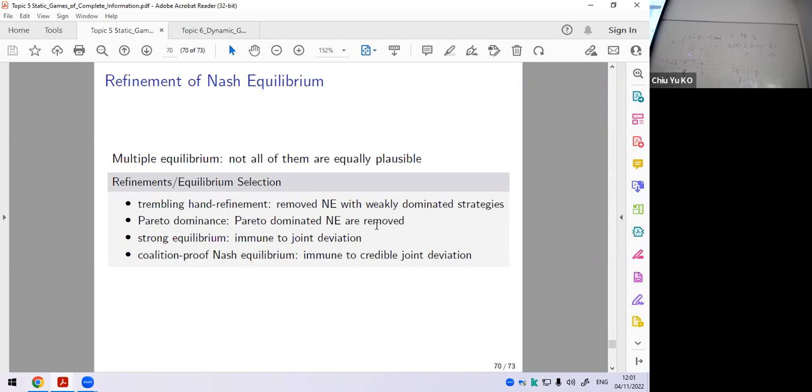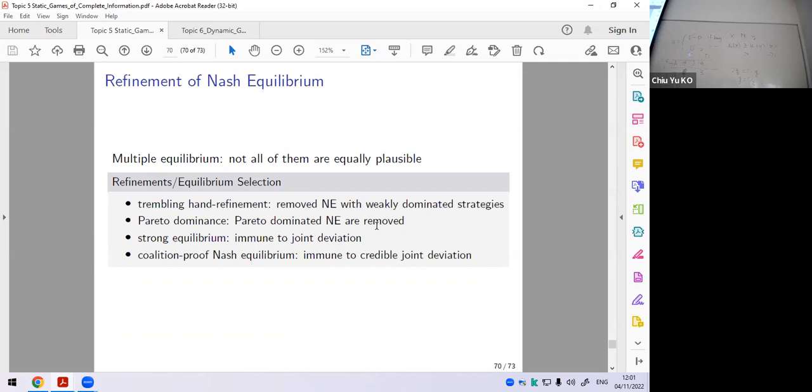Is that clear what it means? But the definition is super complicated, okay? Because it's defined recursively, right? What is meant by not further deviate? So you define: if only one guy deviates, you can always check credibility.